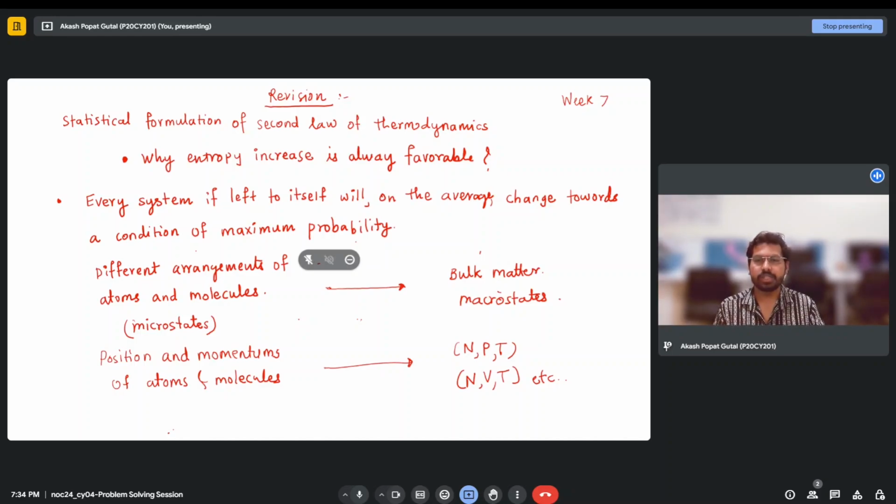That statement is actually the same as the spontaneity of a given system. The different arrangements of atoms and molecules we call microstates, and bulk matter we call macrostates. In the example, we can give the position and momentum of atoms and molecules, and in bulk matter we say NPT and NVT symbols, etc.